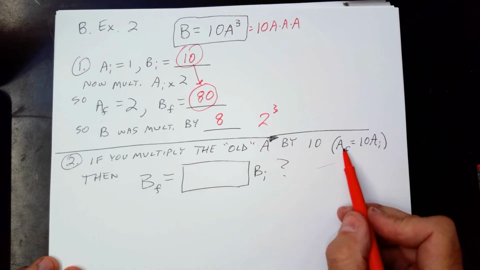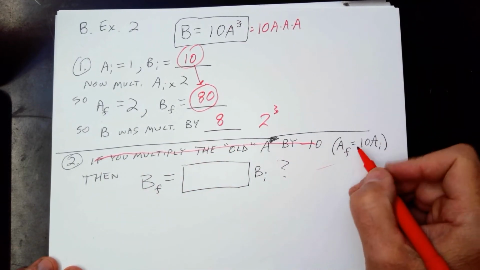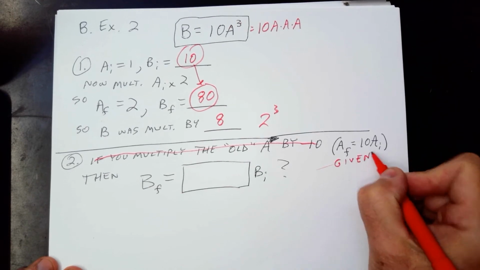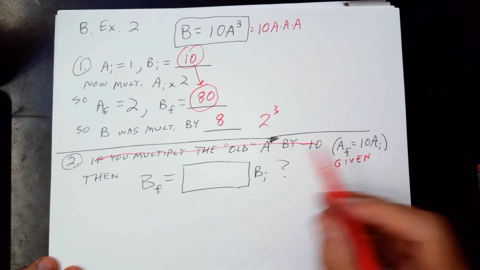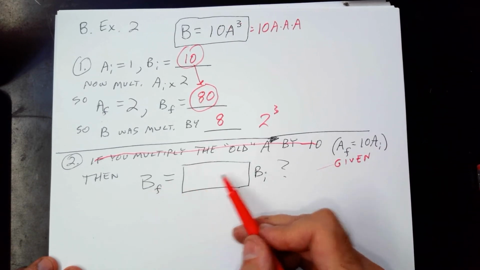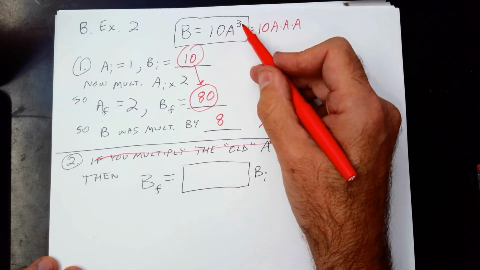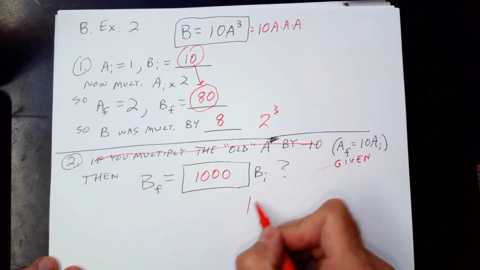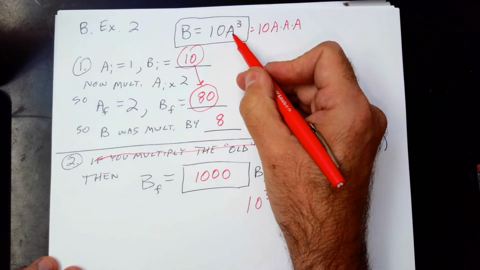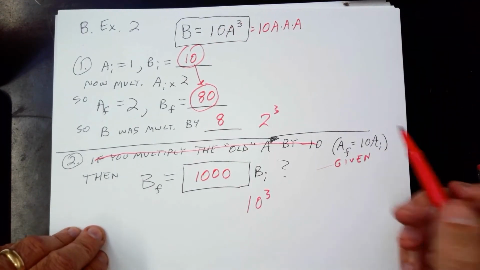And look at the way that's written. Fewer words. In fact, we could cross all of this out and just say: given, new a equals 10 times old a. So the new b equals what times the old b? And you look up here, well, a is raised to the third, a is cubed, so you would cube 10 and you get 1,000, or 10 cubed. So if you make a 10 times bigger, b will get 1,000 times bigger. All right, that's a more compact way.